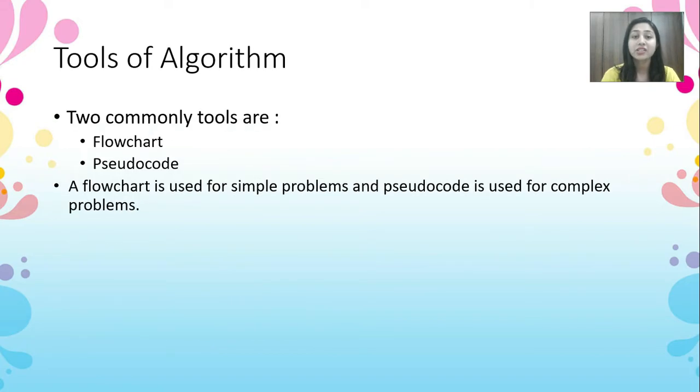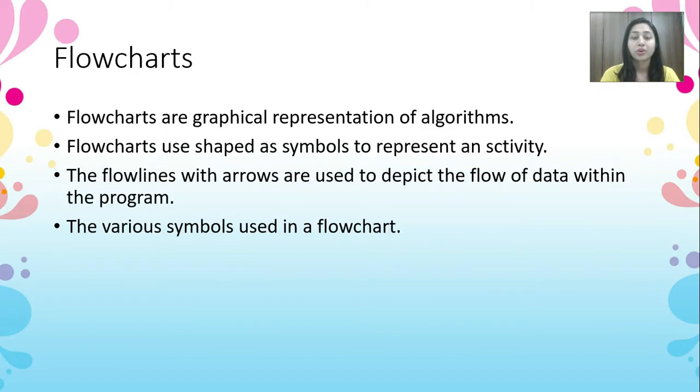Now next is tools of algorithm. There are two tools of algorithms. First is flowchart and second one is pseudocode. A flowchart is used for simple problems and the pseudocode is used for the complex problem. So students, you have to learn this sentence. If your problems are small, then you have to use a flowchart, and if you are doing some big tasks, you have to use a pseudocode. Now let's see the tools of algorithm, that is flowchart and pseudocode, one by one.